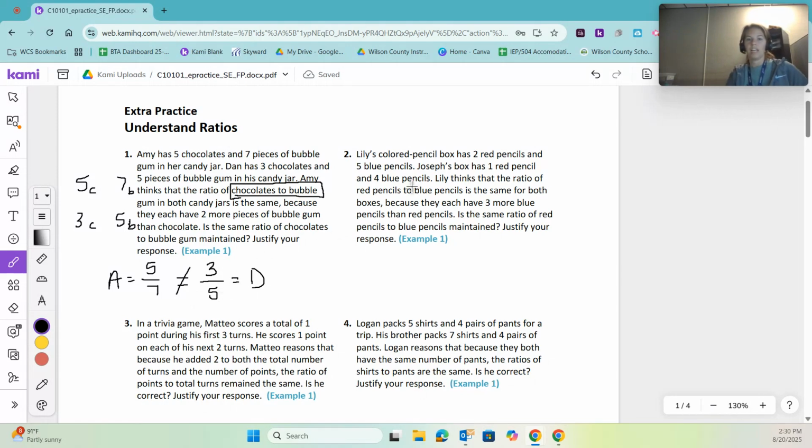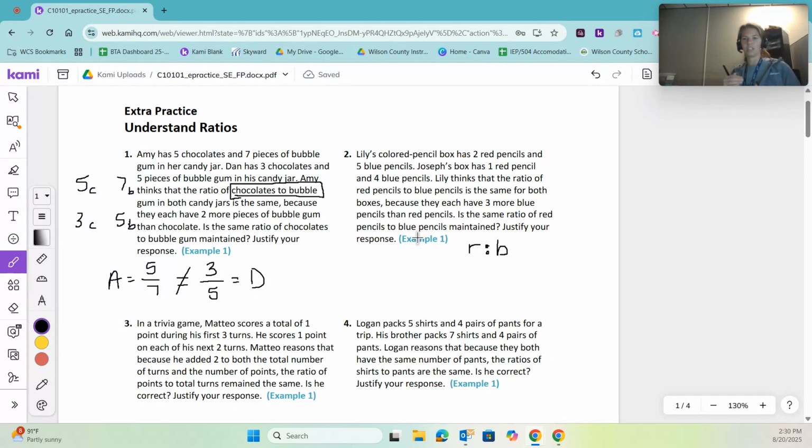Let's take a look at Lily's here. Lily's colored pencil box has 2 red pencils and 5 blue pencils. Joseph's box has 1 red pencil and 4 blue pencils. Lily thinks the ratio of red pencils to blue, so again, we're looking at red to blue, is the same because they each have 3 more blue pencils than red. Well, that's a similar explanation to what Amy used in this last section.